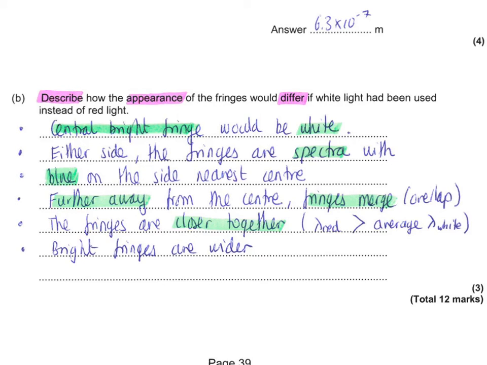I think the crucial things that I would have expected you to pick up: the central bright fringe would be white. We get spectra either side of that. As we move further away from the centre, those fringes will merge. So that was the Waves homework booklet question 32.